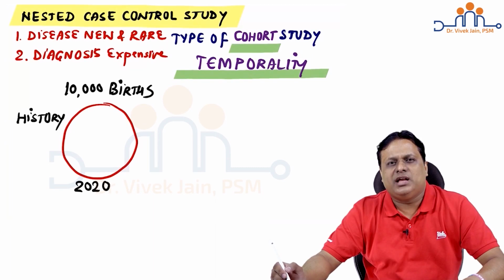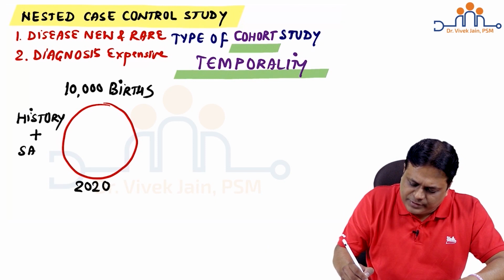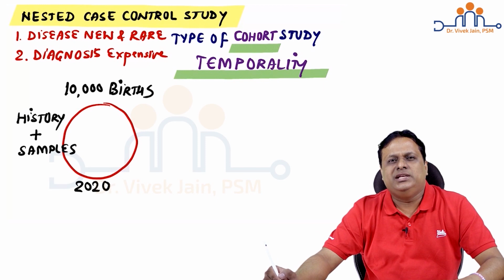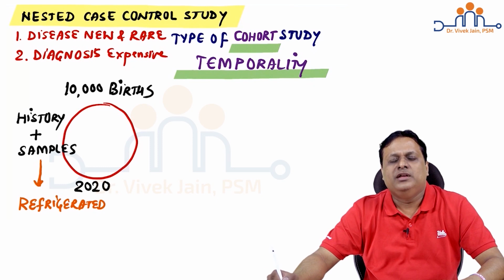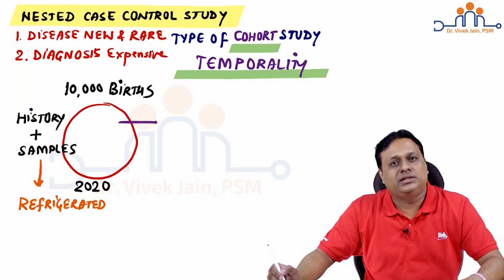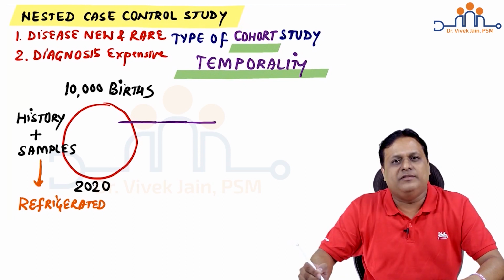Take this case sheet, scan it and store it in the computer, plus take samples of these 10,000 births. These samples could be blood sample, urine sample, stem cell sample, and these samples are then refrigerated after proper labeling at -20 degrees. Now we wait for what? We wait for the occurrence of a new rare disease in this population of 10,000 births. We wait for 5 years, nothing happens. Another 5 years, nothing happens. Another 5 years, nothing happens.